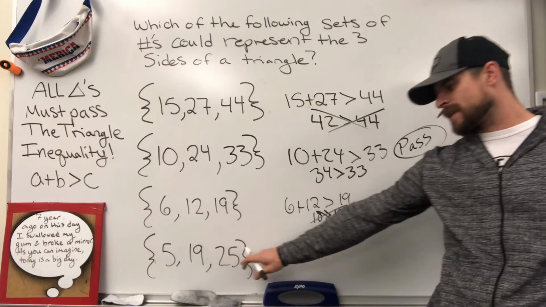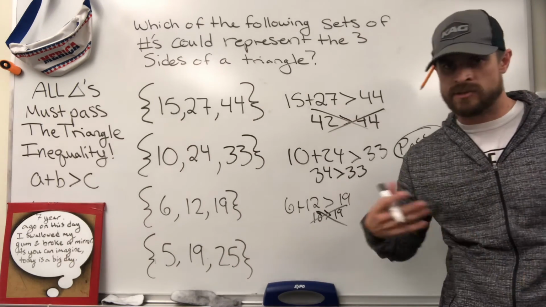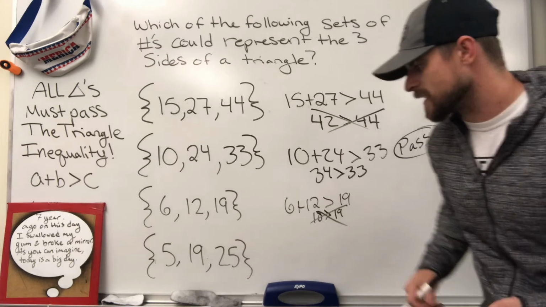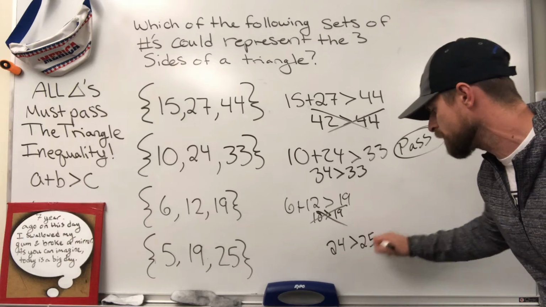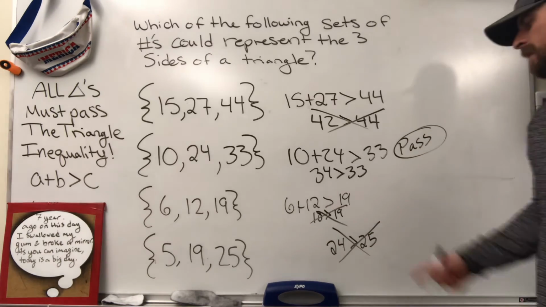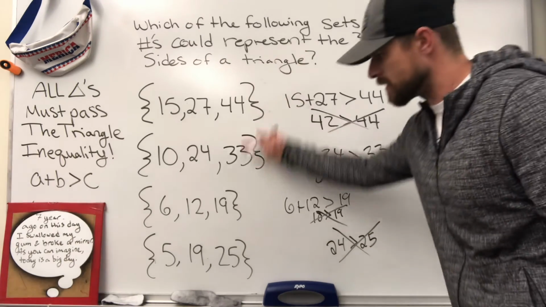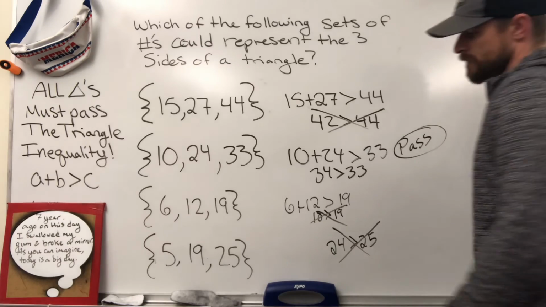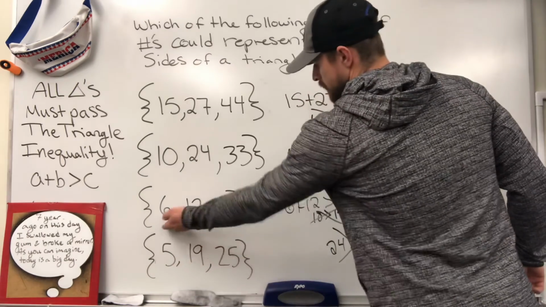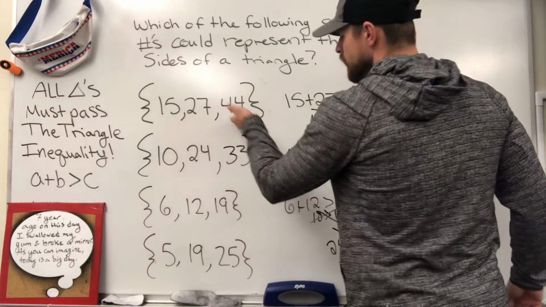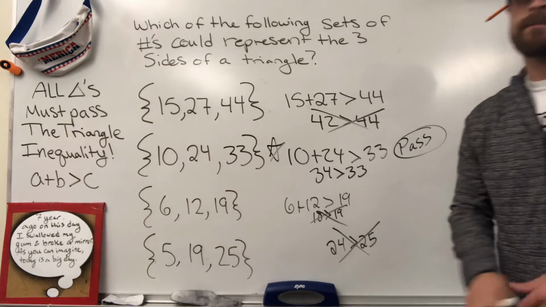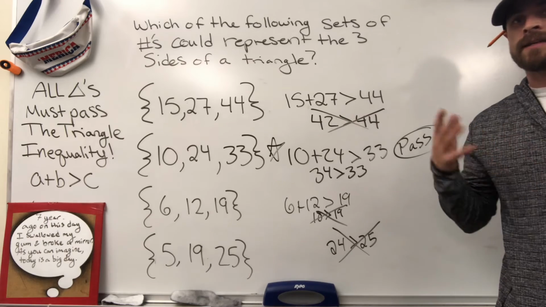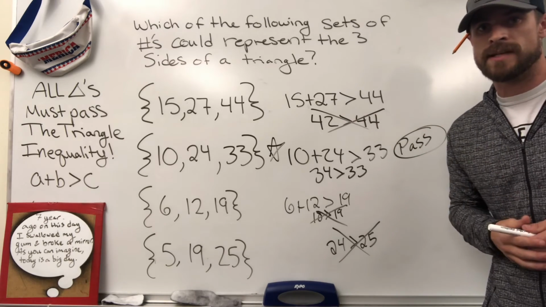Last one, 5 and 19. If you're good with your mental math, just do a mental check. 5 plus 19 makes 24. Is that greater than 25? Nope, it is not. Therefore, the only triangle out of these four different measurements of three values, the only one that works is 10, 24, and 33.